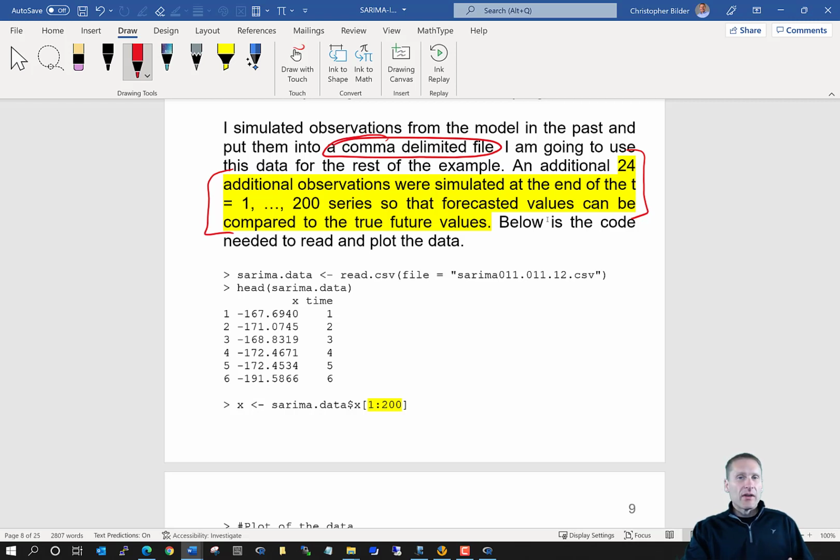This is a nice aspect to working with simulated data, is that you can now assess how well this model would actually do in practice for what a time series analysis is meant for, to forecast. So I'm going to read in my data like I would normally. Here's the first 6 observations of my data. I'm going to pull the first 200 observations out of this data and put it into X.